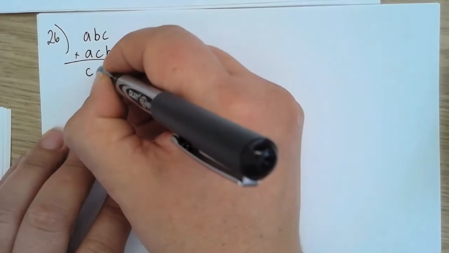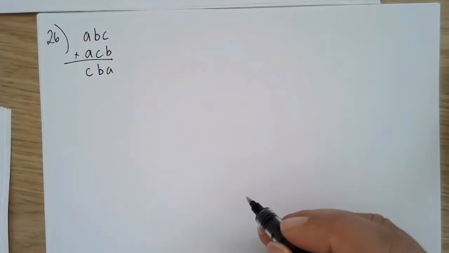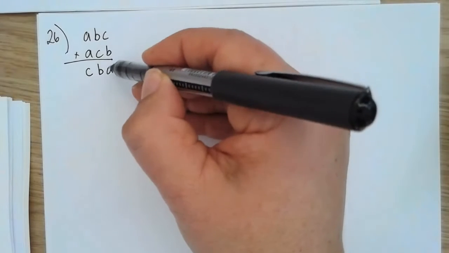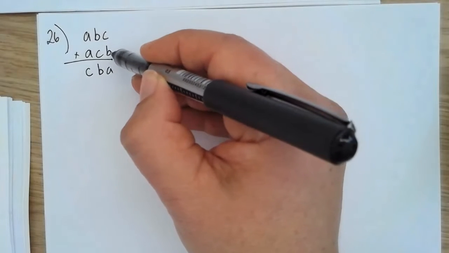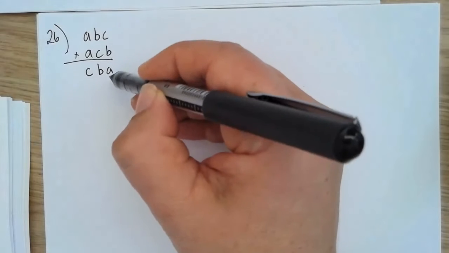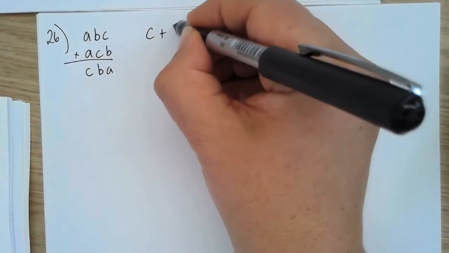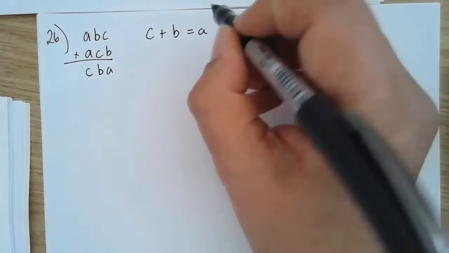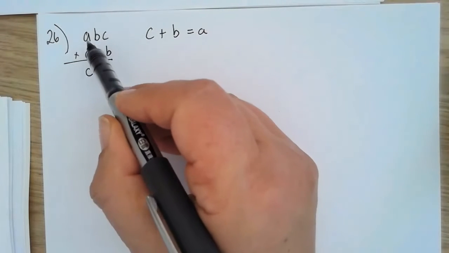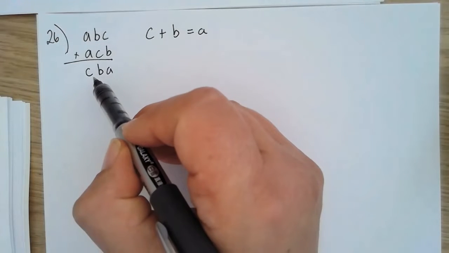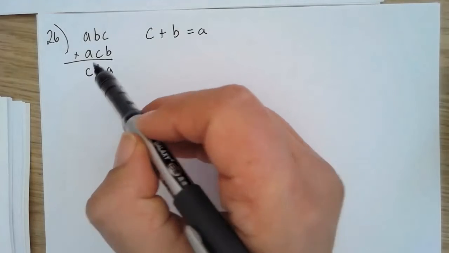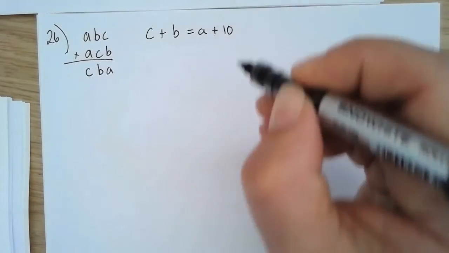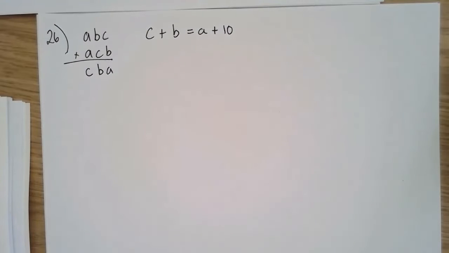Now, I'm not a fan of these questions, but this one worked for me. I'm looking down this column here. C plus B needs to equal something. Now, C plus B could equal A, but actually we've got A plus A going on here to get a C, and it doesn't actually work. So I'm going to look at it that we've got to carry a 1 over.